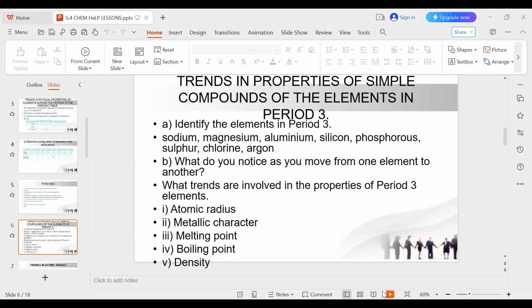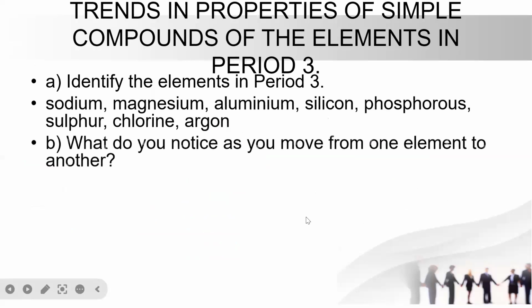So I'm going to share my screen and we are going to go to the next property, because the basic property we looked at last time is atomic radius. So today we'll be moving on to the next property, which is metallic character.